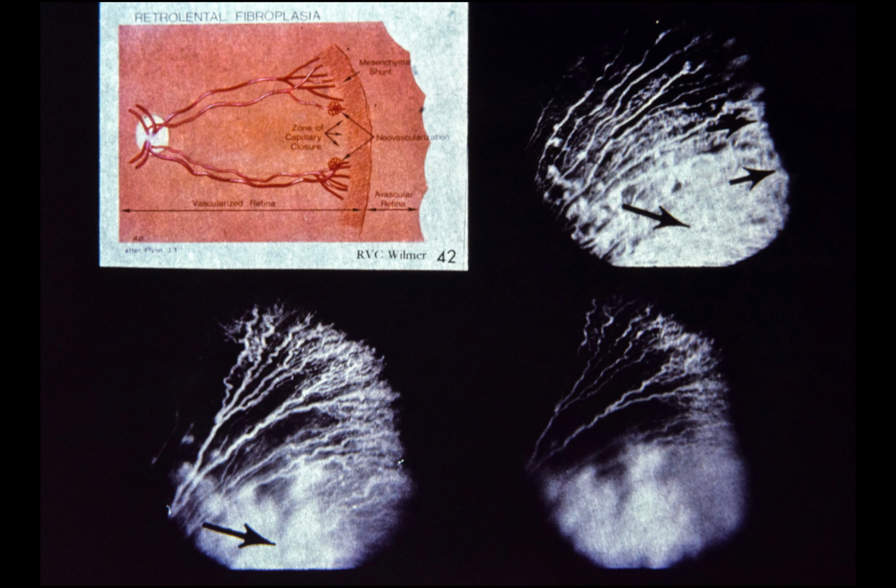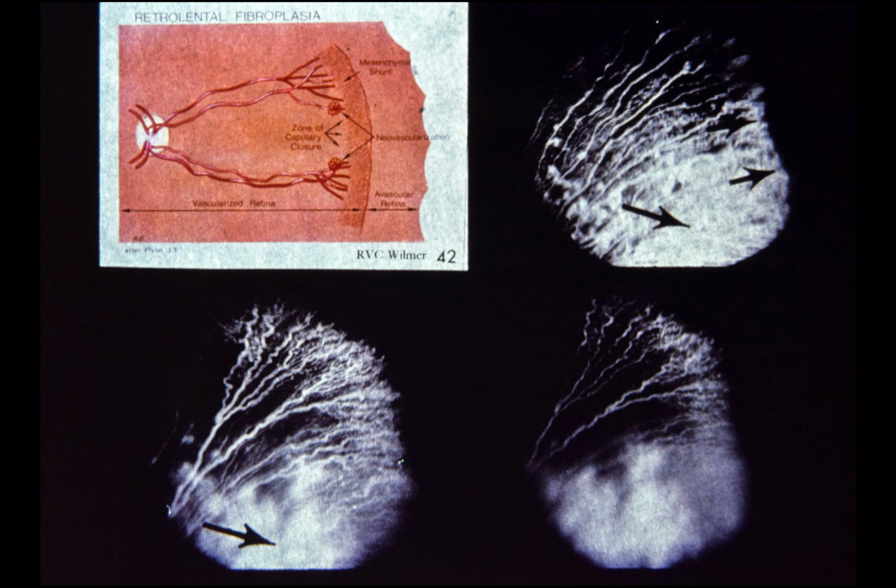Note zone of capillary closure produced by initial exposure to oxygen. Anterior to area of capillary closure, shunting between arteriolar and venular branch vessels has been designated by Flynn and co-workers as a mesenchymal shunt. Adjacent to area of capillary closure, note neovascularization.